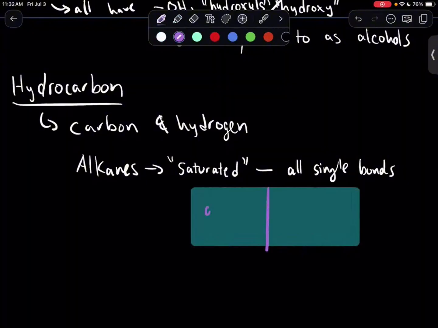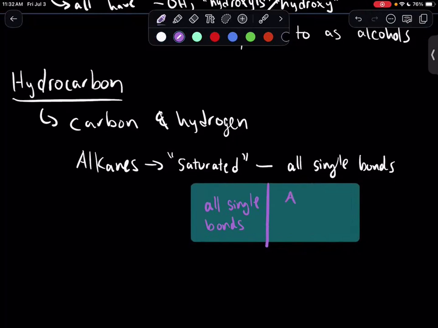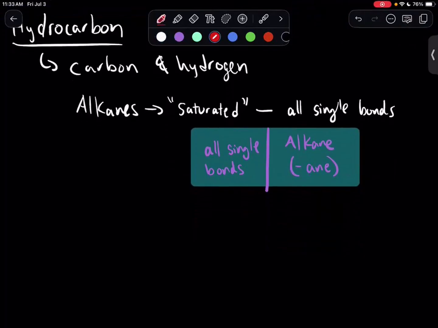So all single bonds. We're going to put that on one side of our flashcard, and on the other side, that is alkane. And we reference alkanes with a suffix, ane. And again, I will be a little more clear in that after we go through all of these. Well, you know what? No, let's just do this right now.